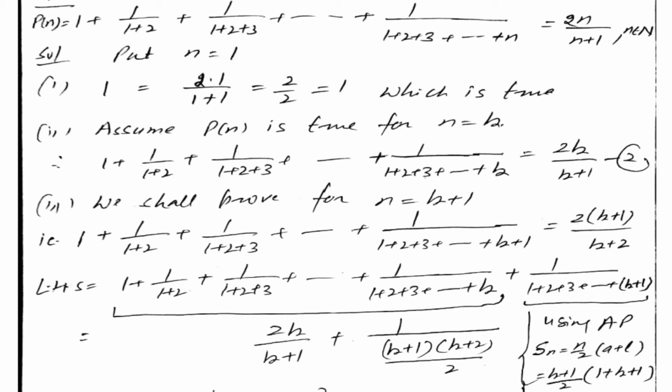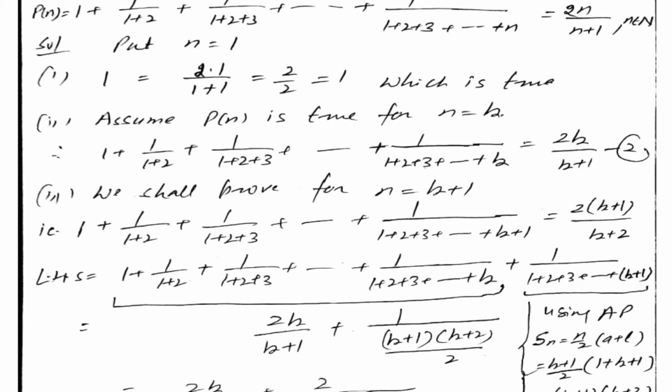Now we shall prove the result is true for n equal to k plus 1. Now again replacing n by k plus 1 on both sides. Starting from the beginning: 1 plus 1 upon 1 plus 2 plus 1 upon 1 plus 2 plus 3, plus the last term 1 upon 1 plus 2 plus 3 plus up to k plus 1, equal to 2 into k plus 1 upon k plus 1 plus 1, which means k plus 2. This we have to prove with the help of the second step.